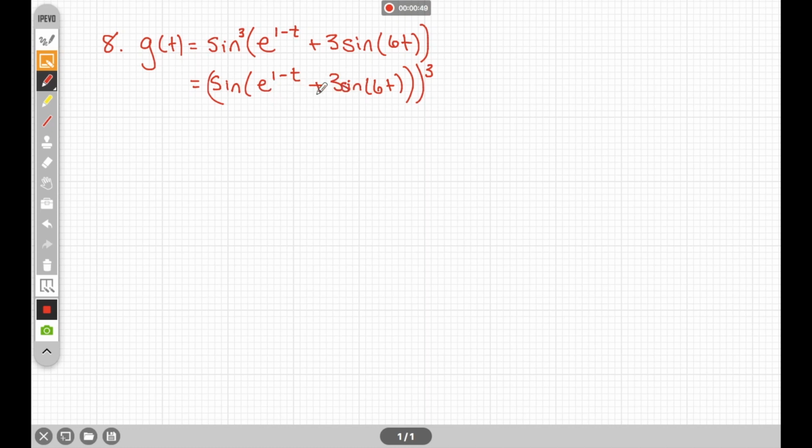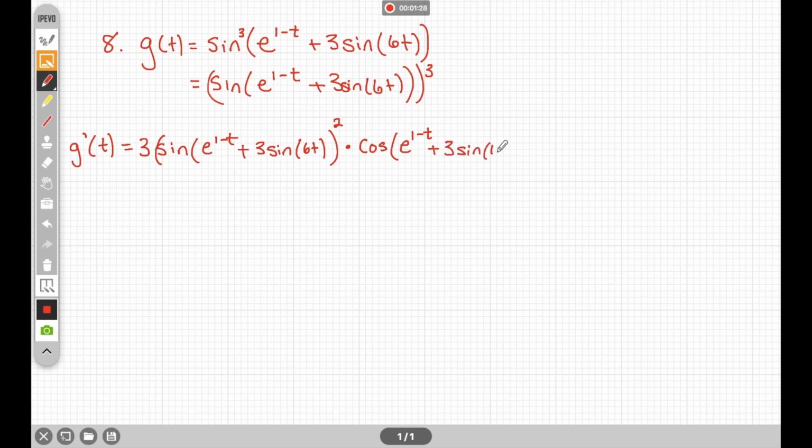the inner function is sine of a function, so here we're going to have 3 chain rules. And so in fact, when we take the derivative of this, g prime of t, we're going to take the derivative of the outside, bringing down the 3, keeping the sine of e to the 1 minus t plus 3 sine of 6t the same, decreasing the power by 1, multiplying by the derivative of the inside. What's the derivative of the inside? It's sine of that function. So we're going to take the derivative of the trig function, which is cosine. Keep the inside function the same, e to the 1 minus t plus 3 sine of 6t.